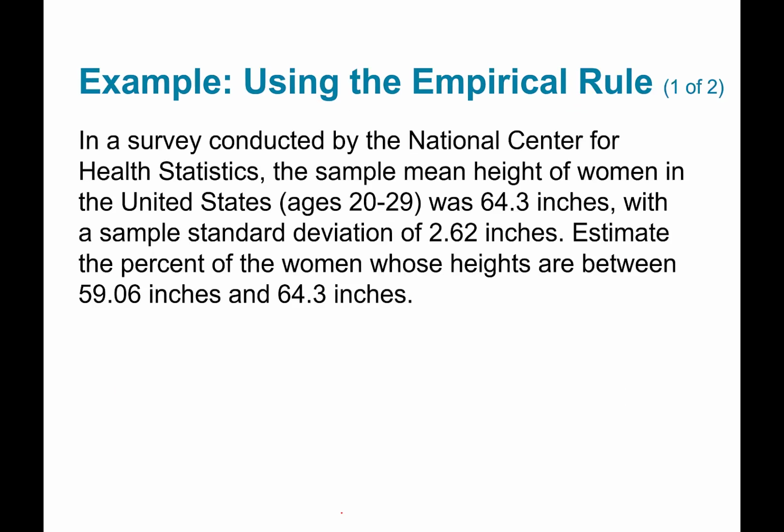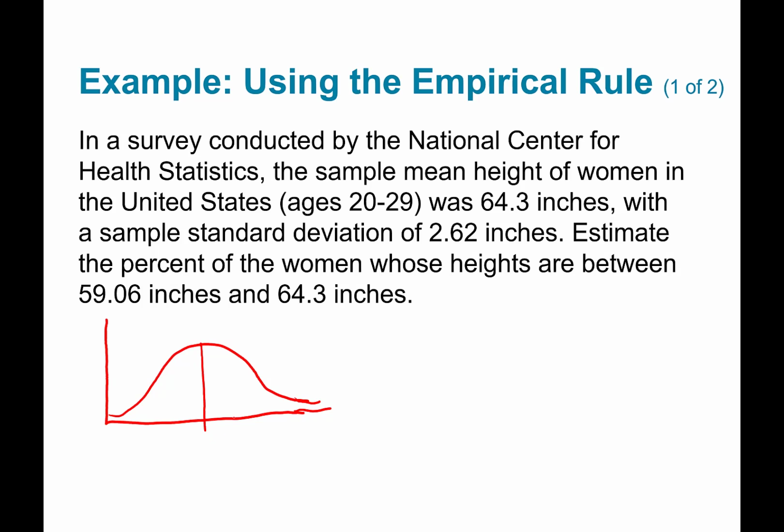So, as an example, in a survey conducted by the National Center for Health Statistics, the sample mean height of women in the United States ages 20 to 29 was 64.3 inches, with a sample standard deviation of 2.62 inches. So we want to estimate the percent of women whose heights are between 59.06 inches and 64.3 inches. We can assume this is normally distributed, since height of women is typically normally distributed, so we can use the empirical rule. Sketching out our normal curve, the whole idea is we want to figure out the percentage of our data values that lie at each location.